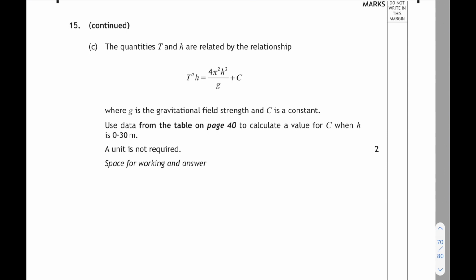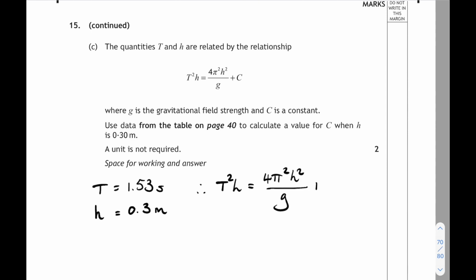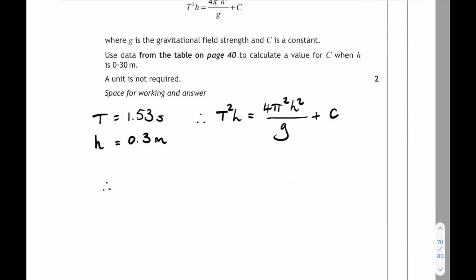Okay, when h is 0.3 on the table, then T is equal to 1.53. Now, if I know T and I know h and I know g, I can substitute all of them in. Let's rewrite this relationship. There it is. And let's substitute all those values in.